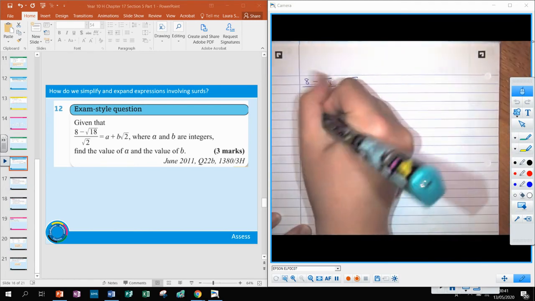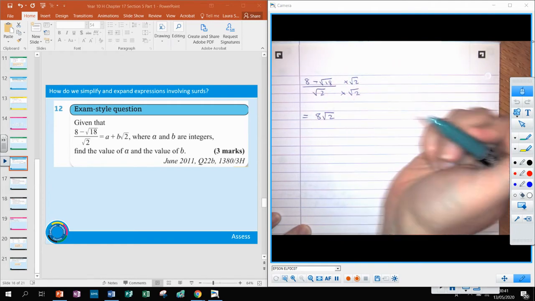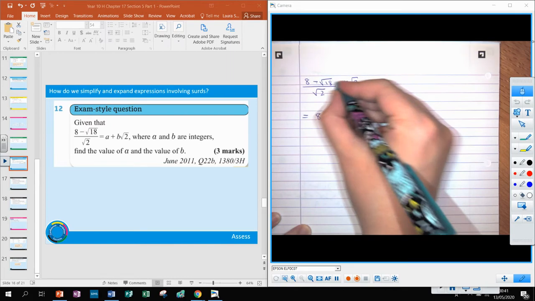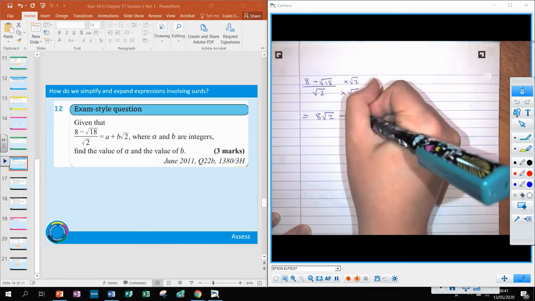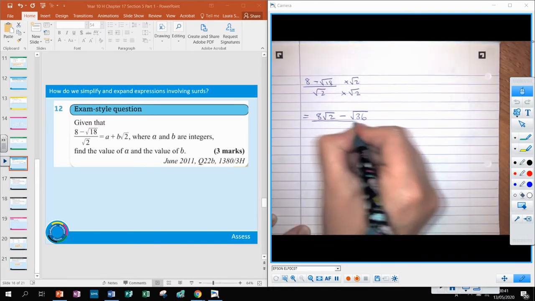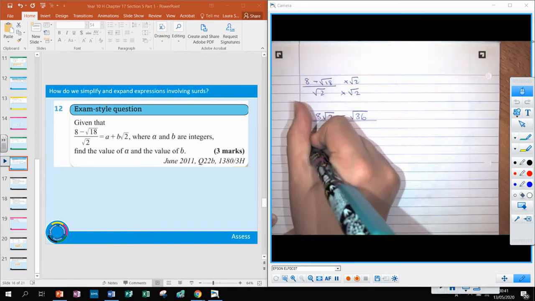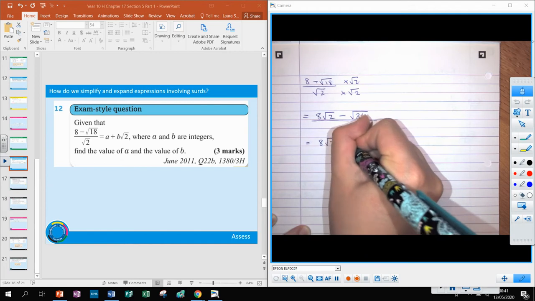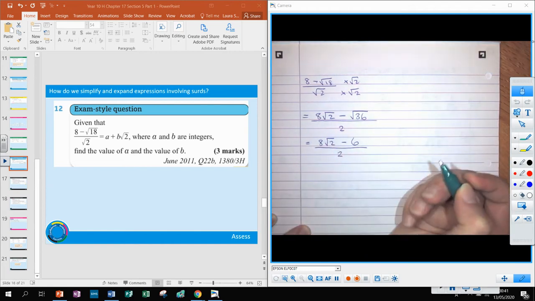Okay, that is going to give us 8 root 2, and then minus root 18 times root 2. We need to use the rule where we multiply those and put it under the same root sign. So it's going to be minus, and 18 times 2 is 36, so minus root 36, and that is all over root 2 times root 2, which is 2. Right, so we can now continue. We have 8 root 2 minus 6, because the square root of 36 is 6, all over 2.